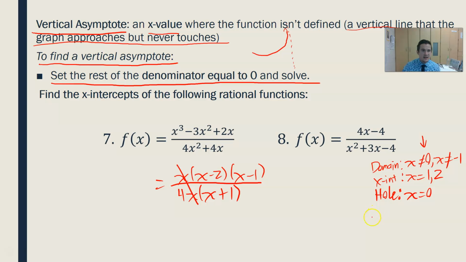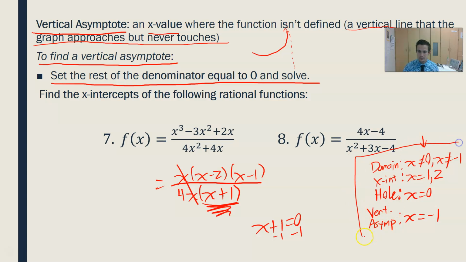So now, to find my vertical asymptotes, I set the rest of the factors that are left in the denominator equal to 0. After I cancel things out, the only factor I have left is x plus 1. So when I set x plus 1 equal to 0 and solve, subtracting 1 on both sides, I get a vertical asymptote at x equals negative 1. Right here.